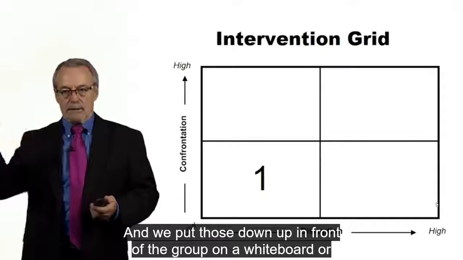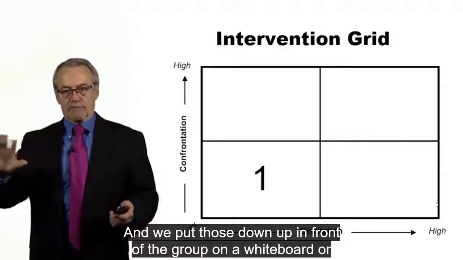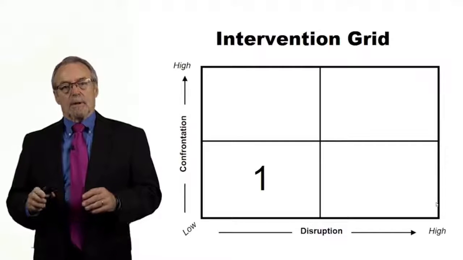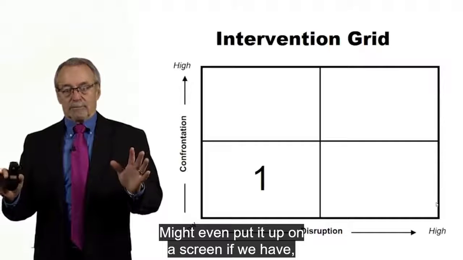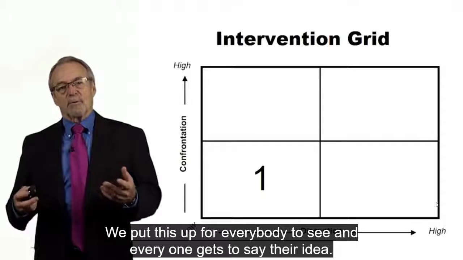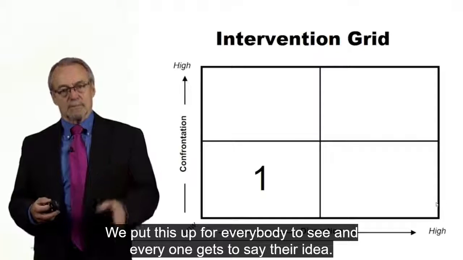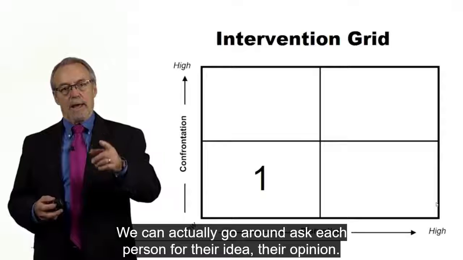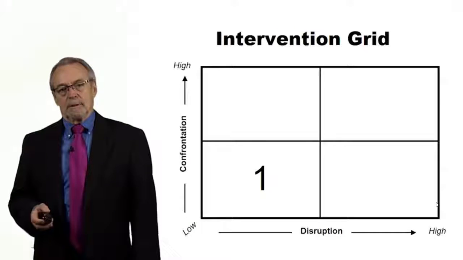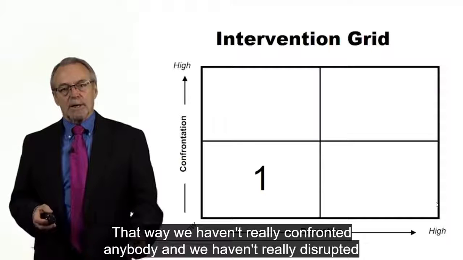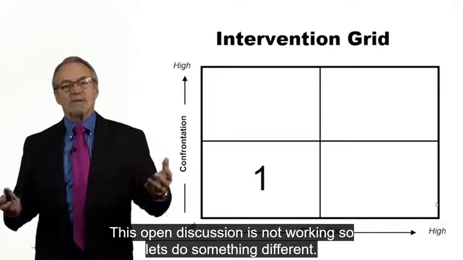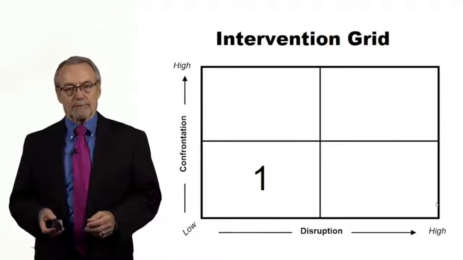And we'll put those down up in front of the group on a whiteboard or on a flip chart or an easel. Might even put it up on a screen if we're using some kind of electronic meeting. We put this up for everybody to see, and everyone gets to say their idea. We can actually go around and ask each person for their idea, their opinion. That way we haven't really confronted anybody and we haven't really disrupted the meeting. We just say we're going to use a different tool here. This open discussion is not working, so let's do something different.